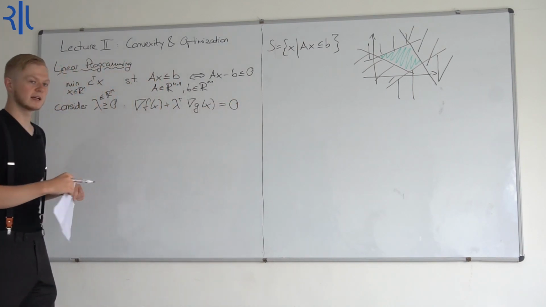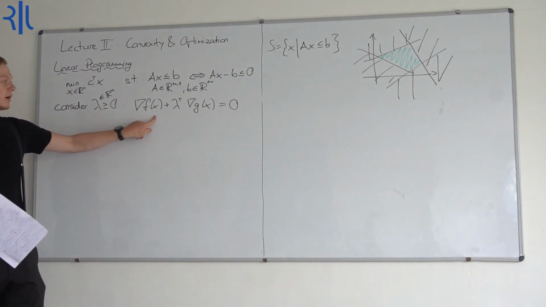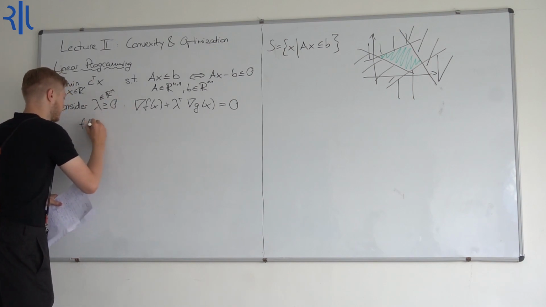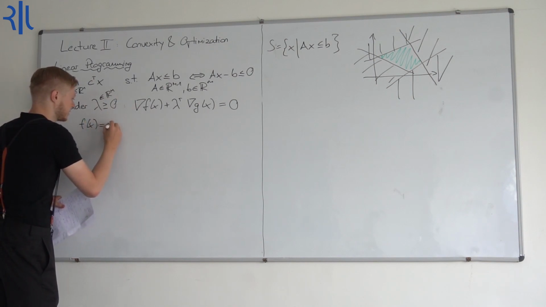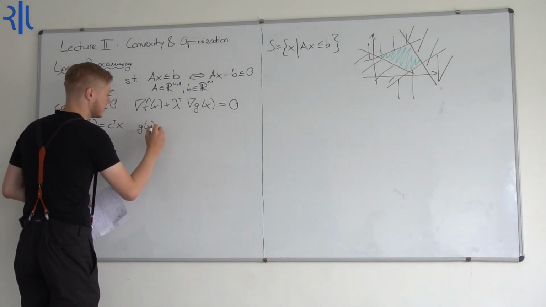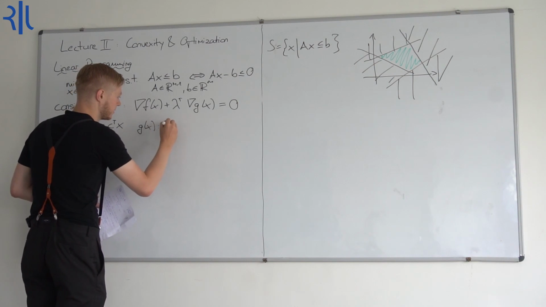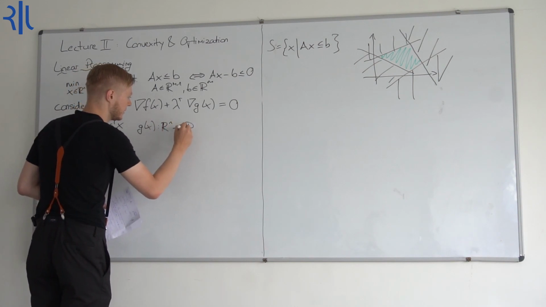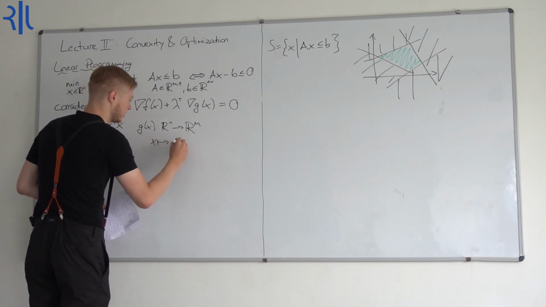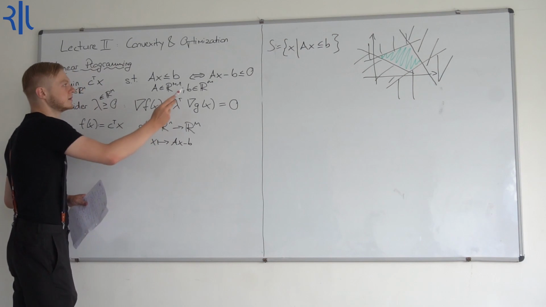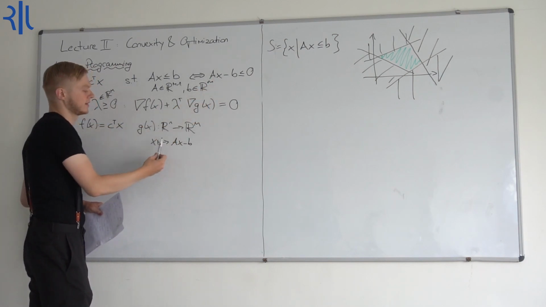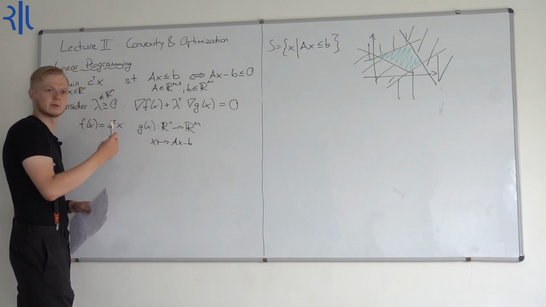So instead of setting just the gradient to 0, we want to set this whole sum to 0. And now what do we mean? f of x would be defined as c transpose x, and g now maps from R^n to R^m, where x is mapped to Ax minus b. So instead of saying Ax minus b is smaller or equal to 0, we could say g of x is smaller or equal to 0.